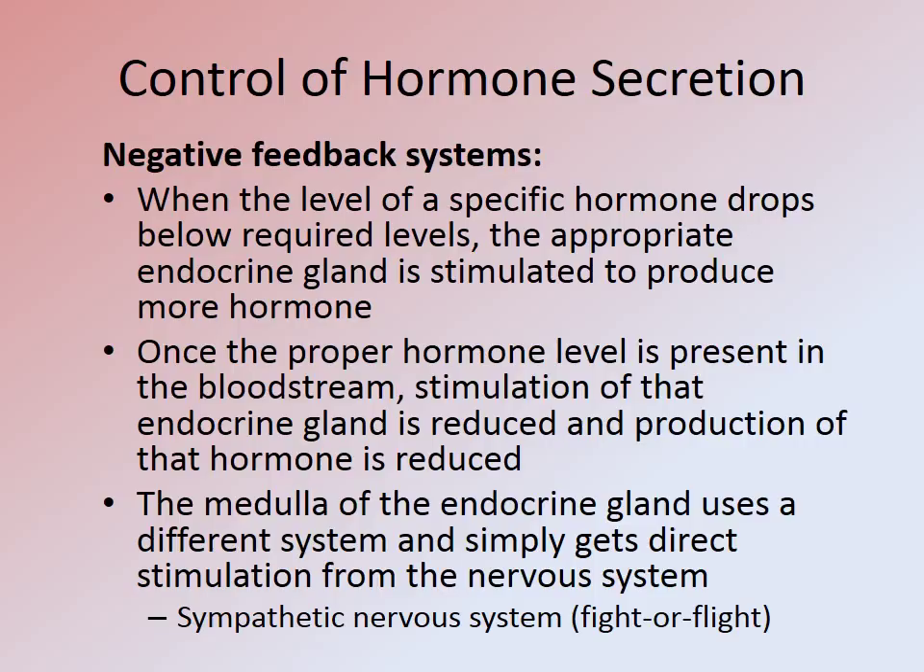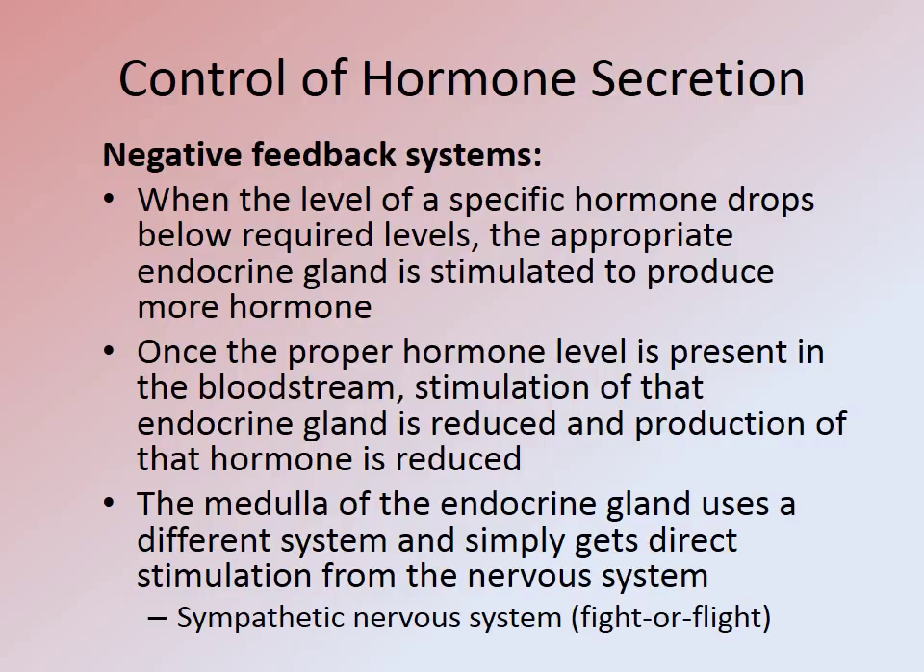The medulla of the endocrine gland, so this is the outer portion of the endocrine gland, uses a different system and simply gets direct stimulation from the nervous system. So there are certain endocrine glands that don't necessarily have to go through that whole negative feedback system. It's just the medulla itself is stimulated from the nervous system to excrete those hormones. For example, the sympathetic nervous system, the fight or flight reaction.